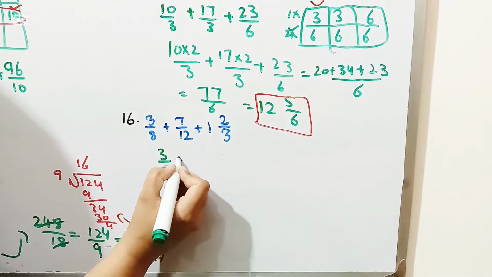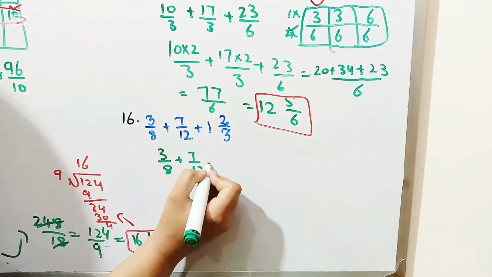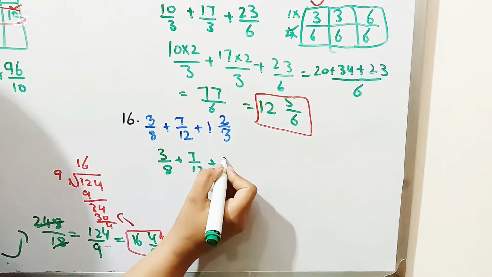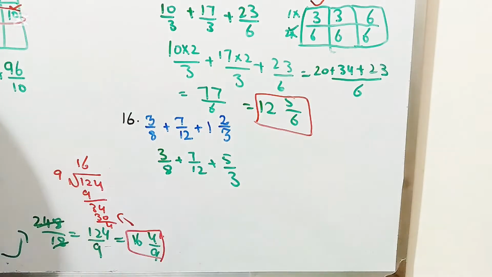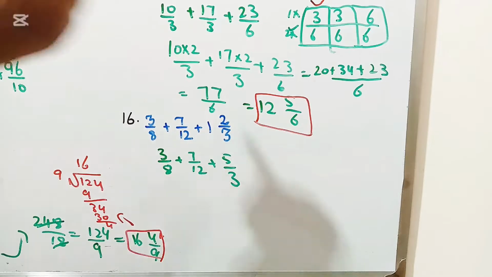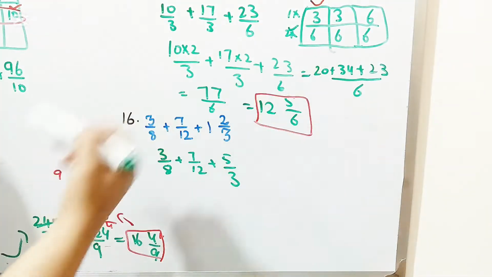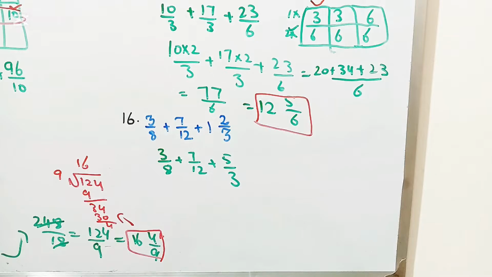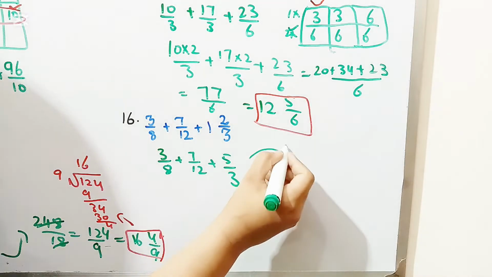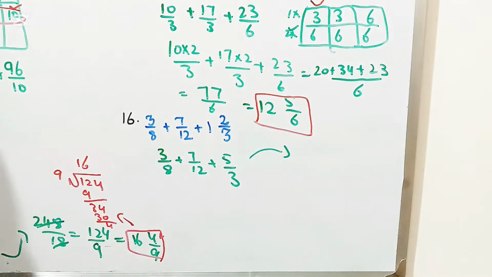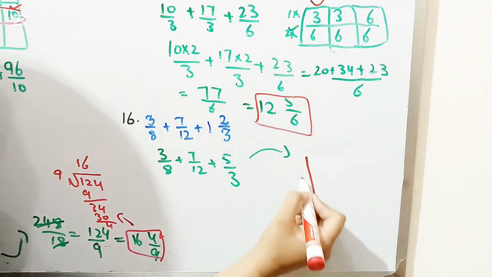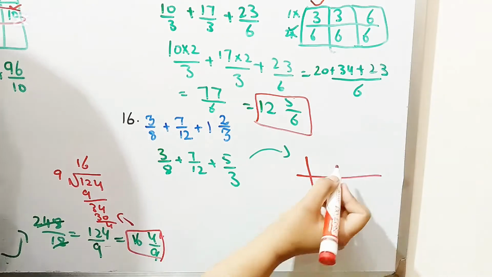3/8 plus 7/12 plus 3 1/3 plus 2 5/3. Firstly I will show you the multiplication table, then we see the same common denominator, but there is another trick to find the common denominator. We find their LCM. How can we find their LCM?